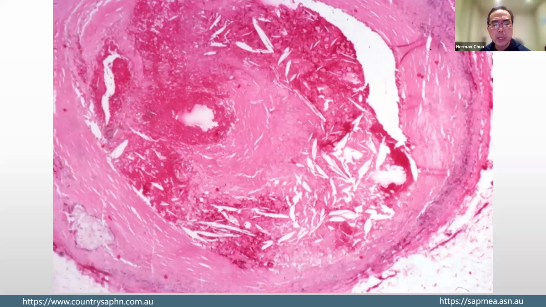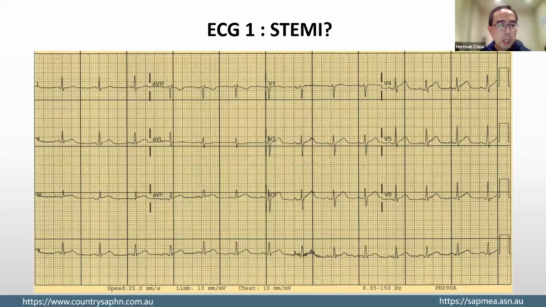But I'm going to show you that it's more than just the ST segment. It's more than just ST elevation. The whole idea is to diagnose acute coronary occlusion, but the ST segment is not a good surrogate marker. All right, I'll just show you a couple of cases.